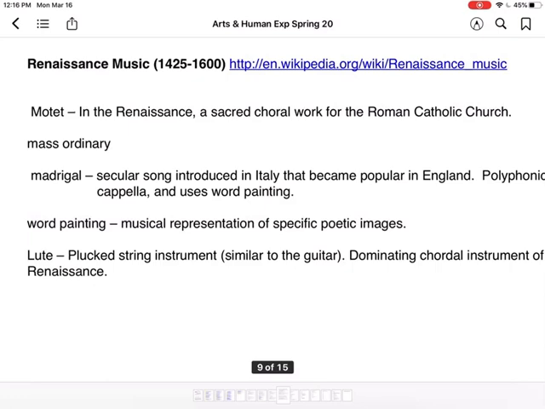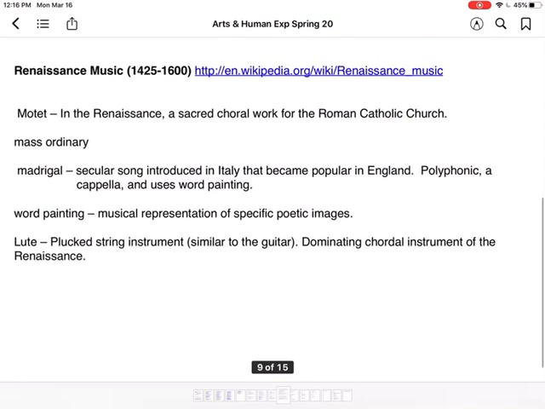Thomas Wilkes, 1575 to 1623. Those are his dates. Our second Renaissance composer of the day. And for him, we are listening to a madrigal. So, what is a madrigal? There it is. It's a secular song introduced in Italy that became popular in England, and we are going to listen to an English madrigal.